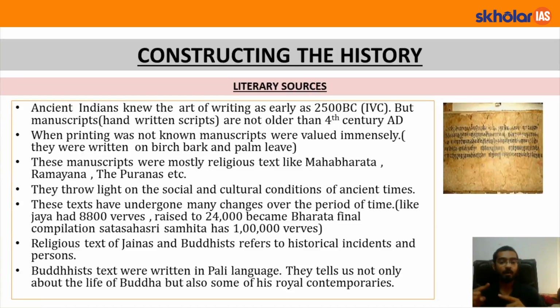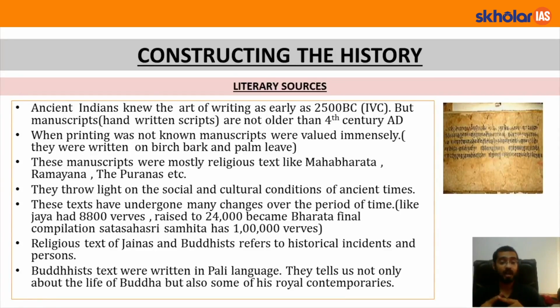These texts have undergone many changes over time. Jaya had 8,800 verses, it rose to 24,000, it became Bharata, and its final compilation was Sat Sahasri Samhita. Now what are Jaya, Bharata and Sat Sahasri Samhita? These are nothing but the Mahabharata. These were the names of the Mahabharata. It was earlier known as Jaya when it had 8,000 verses. Then it came to be known as Bharata when it had 24,000 verses, and the final compilation was known as Sat Sahasri Samhita, which is also the Mahabharata.